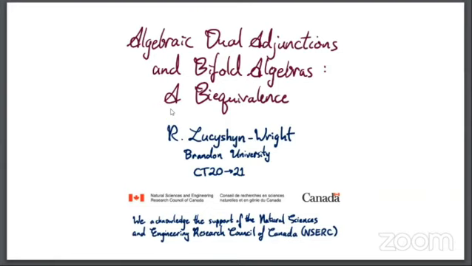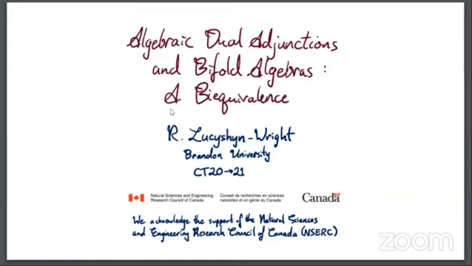The title of the talk is Algebraic Dual Adjunctions and Bifold Algebras, a Bi-Equivalence. As the title suggests, in this talk we'll describe a bi-equivalence between two categories. The objects of the two categories are respectively algebraic dual adjunctions, which are contravariant adjunctions between algebraic categories, and, on the other hand, bifold algebras, which can be described equivalently as commuting pairs of algebra structures on the same set or object.